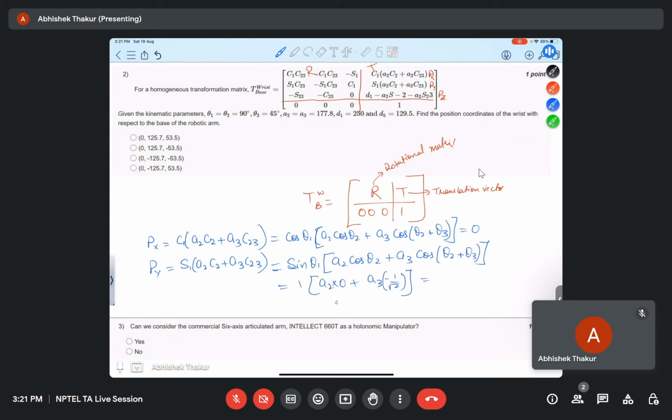So this will become minus A3 by root 2. So A3 here is 177.8 by root 2, and in this question you can see there are two options which are minus, that is minus 125.7. So obviously the value will be minus 125.7. Okay. Now coming to the Pz part.